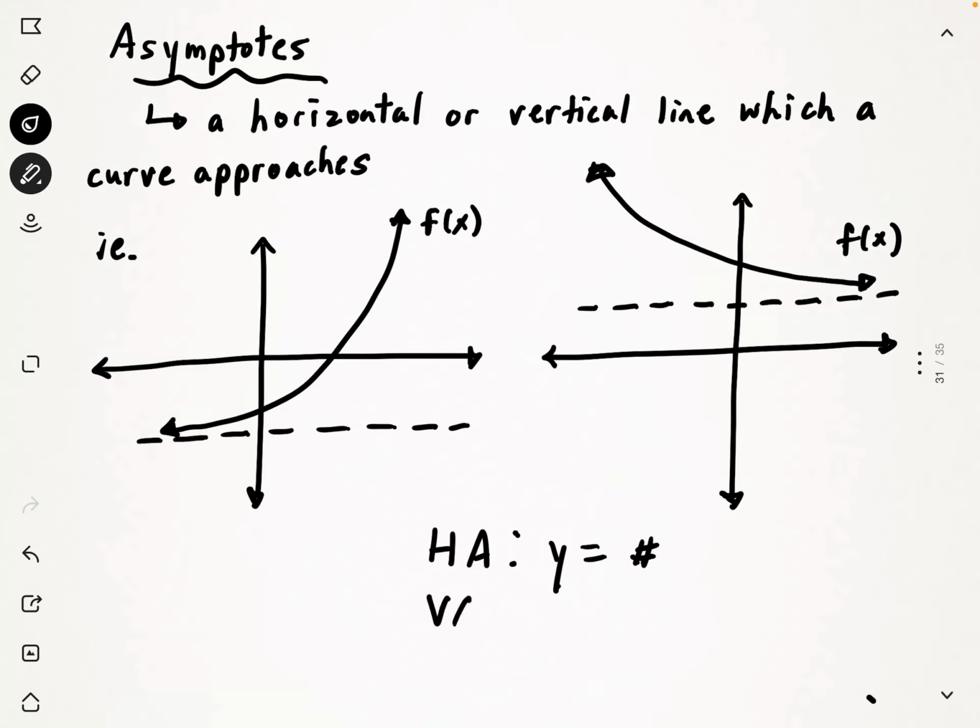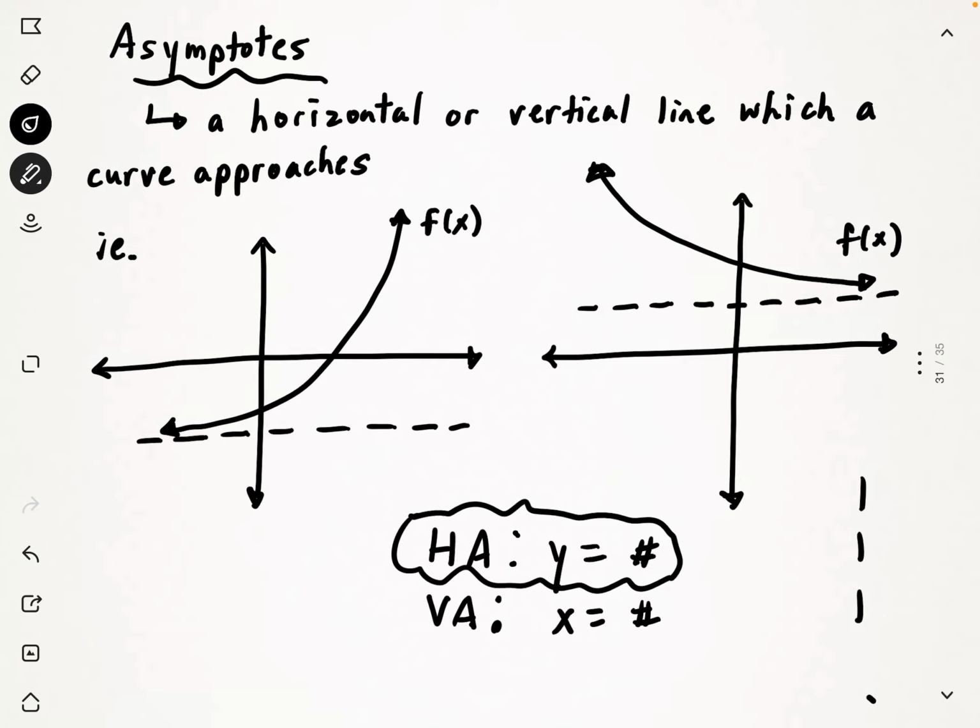Now, we will not be doing vertical asymptotes with exponential functions, but you're going to see them come up later on in both 12a and 12b. And all vertical lines can be written as x equals a number. So just want to hold on to that information. We are going to focus today and in this unit on horizontal asymptotes.